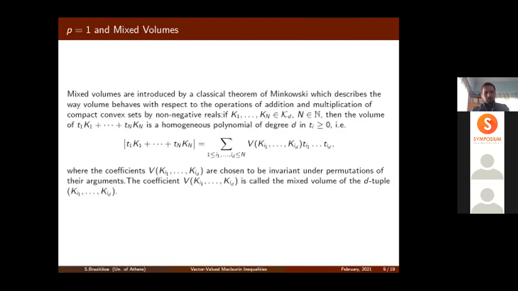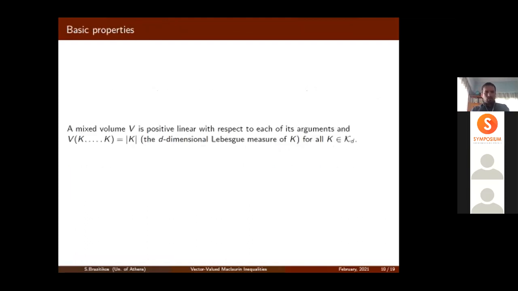Some very basic properties are that a mixed volume is positive linear with respect to its arguments, and of course, if we have the same convex body in all positions, then the mixed volume is the volume, the d-dimensional Lebesgue measure of K.